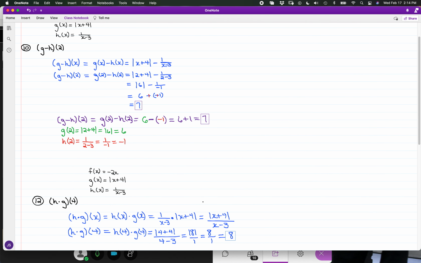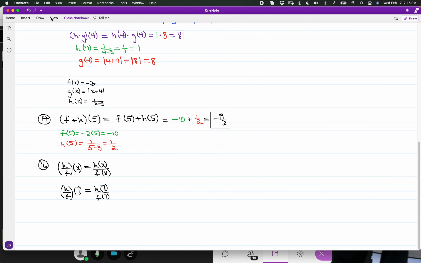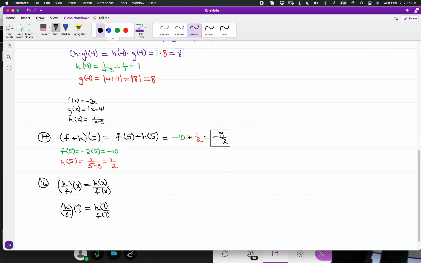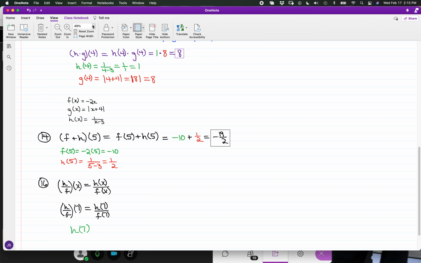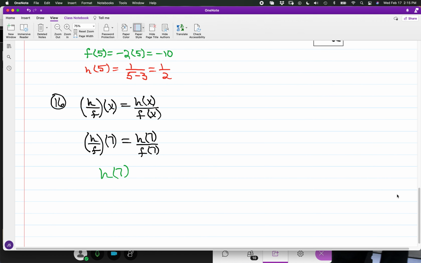So just looking at the specific values, just plugging in for what we have for h of 7. Okay, so you have 1 over 7 minus 3. Okay, so that's going to be 1/4.